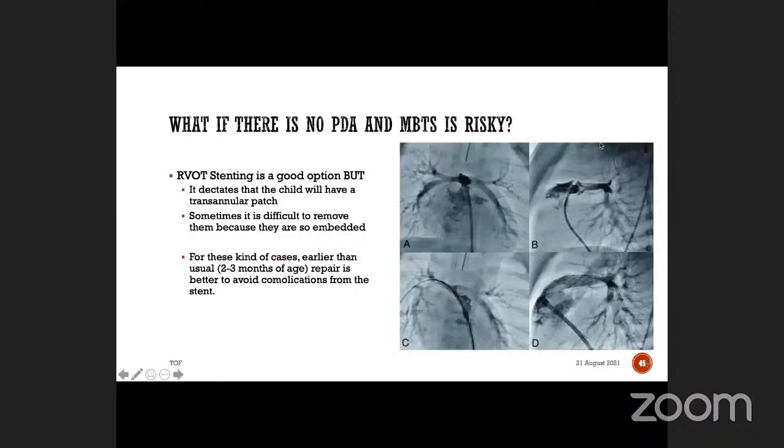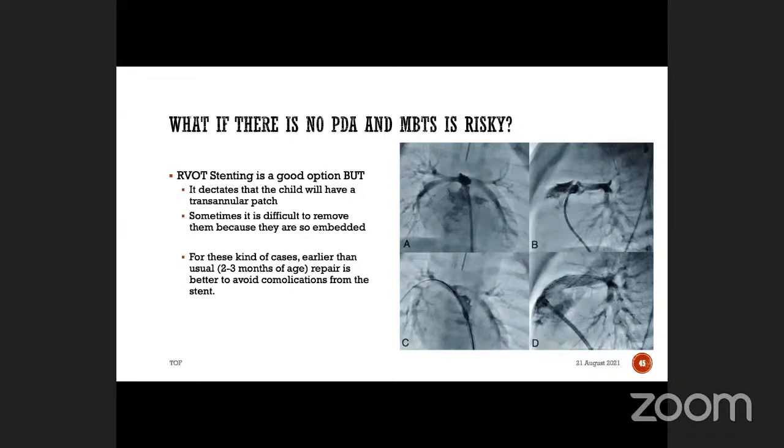What if there's no BDA and modified BT shunt is risky? So it's described that the RVOT stenting is a good option, but it dictates that the child will have a transannular patch, because at the time of surgery, when you go to do the full repair, you have to remove the stent, which basically destroys the pulmonary valve.